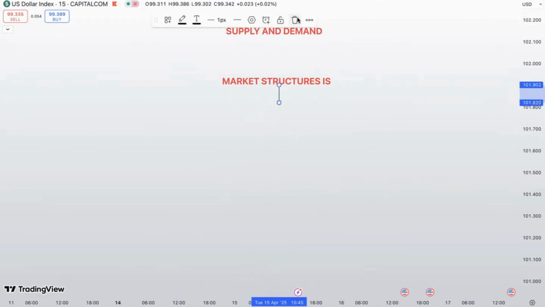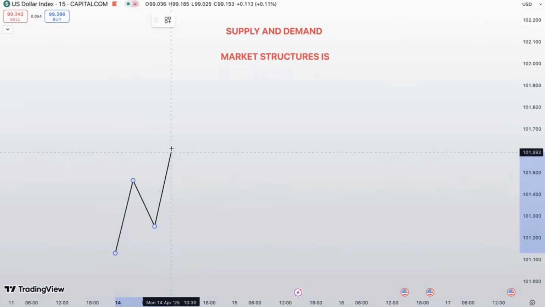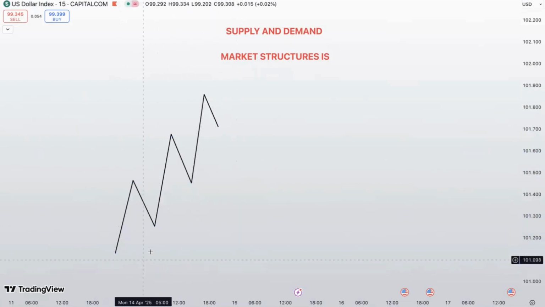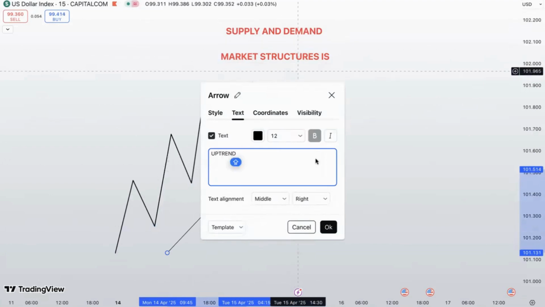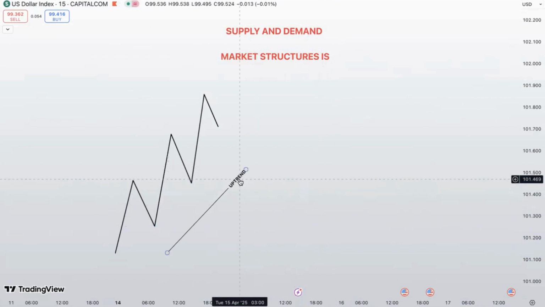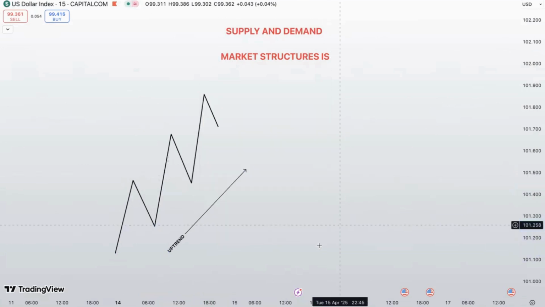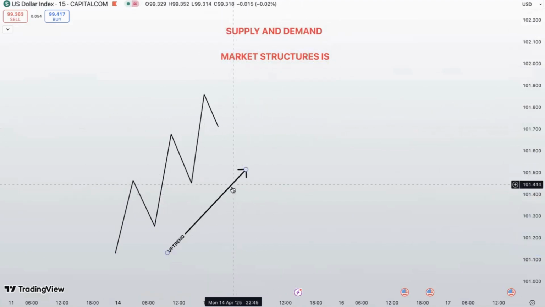So for example, if the market is moving in an upward movement, and then coming back down to mitigate that area right there, and then creating new highs towards the upside, moving in an upward movement like that, we are saying that this market is in an uptrend, or a bullish movement, right?